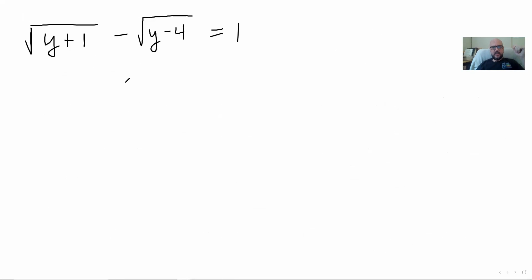All right, this is where it's going to start to get messy. So I want to have the same strategy as before. I want to get a radical on one side and everything else on the other, and then square both sides. So I'm gonna do that. I'm gonna move the y minus 4 over by adding square root of y minus 4 to both sides.